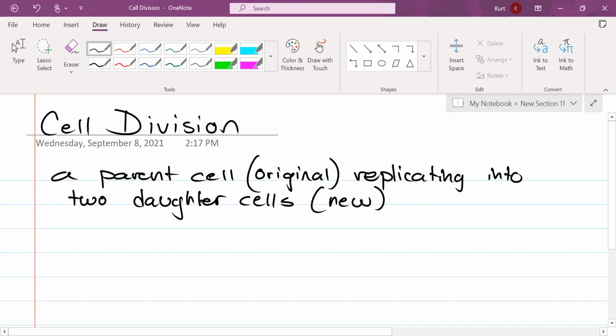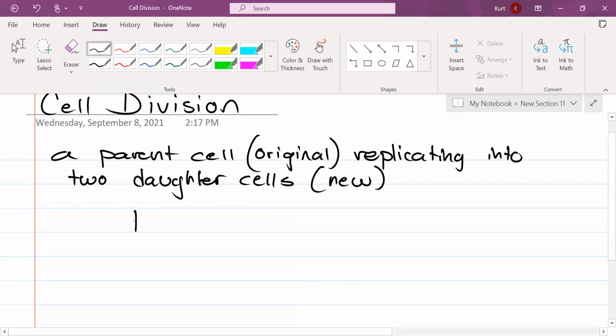Now, don't take this literally. It's not your parent cell splitting into two of their daughter cells. In biology, the parent cell is considered the original. If you've taken bio, we talked about the parent strand or the parent cell, and they will replicate into two copies. Those copies were just called the daughter cells by someone a long time ago. So don't take those literally. I want to go over the three reasons for cell division.